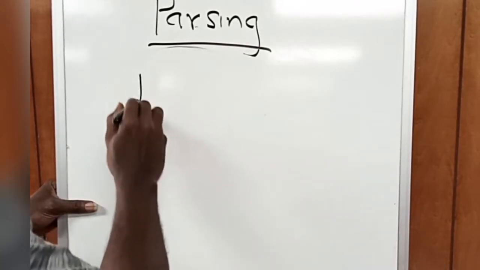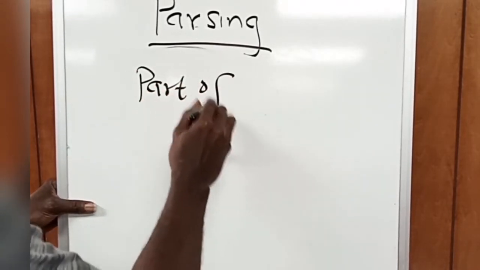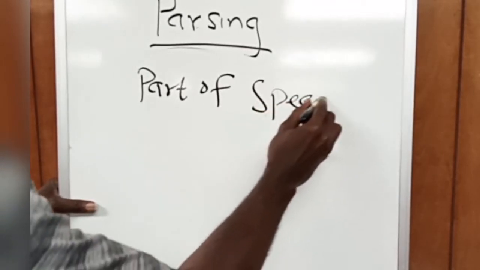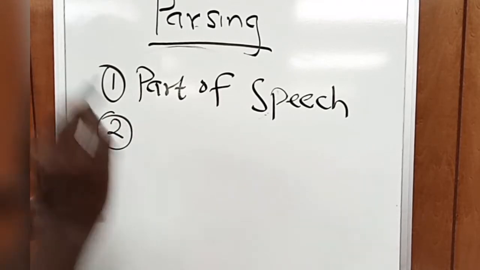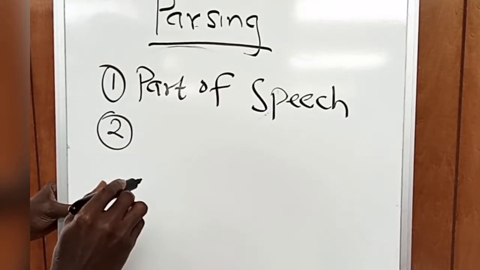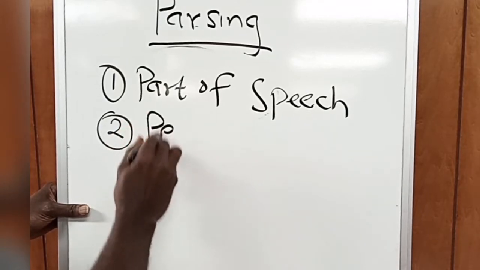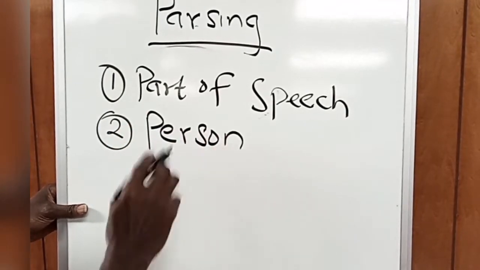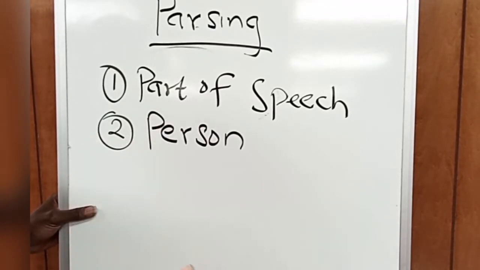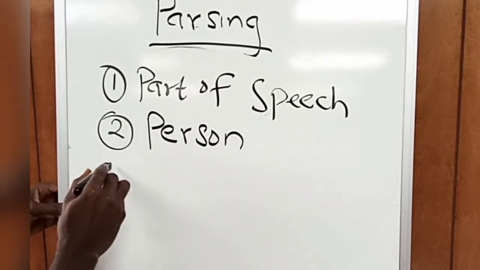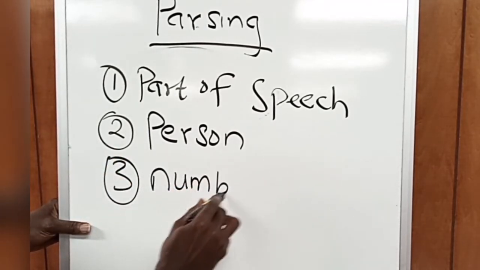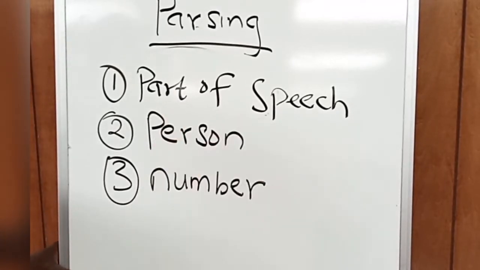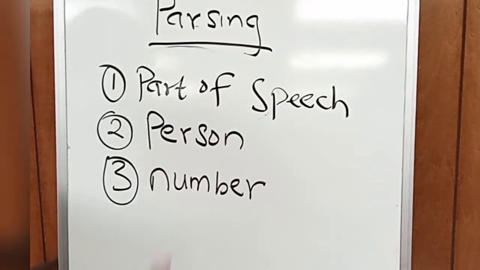Therefore, when parsing a verb, you tell us the part of speech. Number one. Number two, when parsing a verb, you tell us the person, whether it is first person, second person, or third person. Then, when parsing a verb, you will also tell us the number, whether it is first person singular or first person plural. That is what parsing a verb entails.